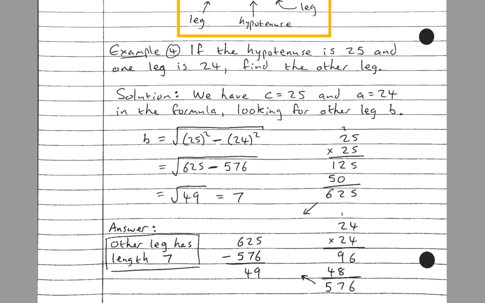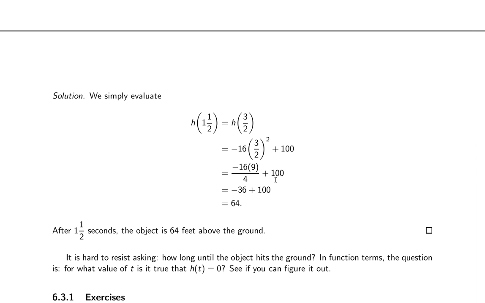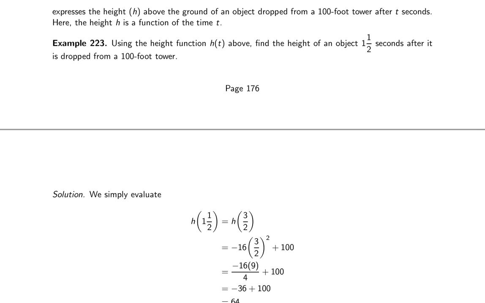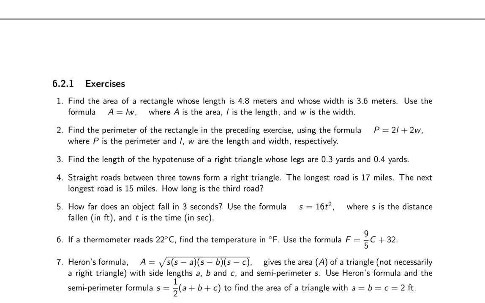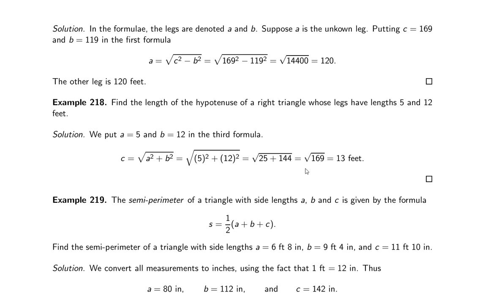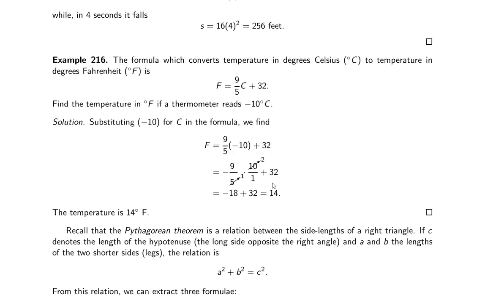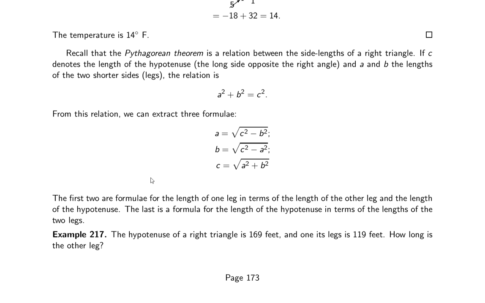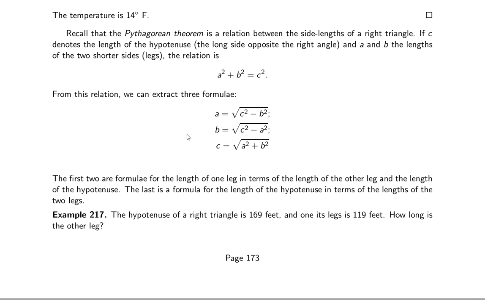All right, and any more in the book? I think there were some examples as well. Here at the end of section 6.2, again, the Pythagorean theorem, and then taking square roots, you can solve for a, b, and c.